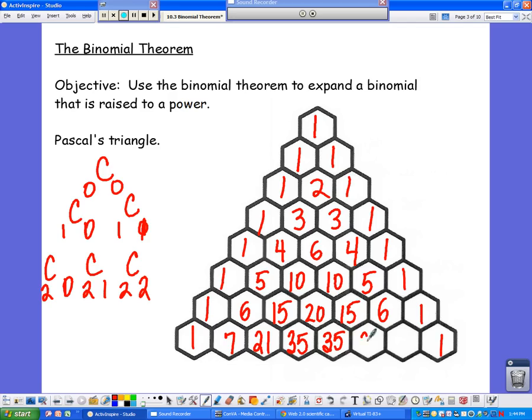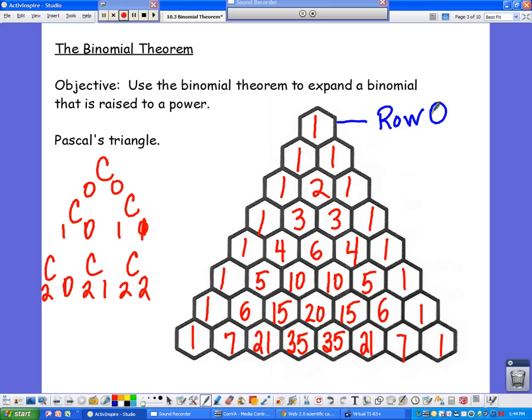35, 21, and 7. And this does keep on going forever and ever and ever. It doesn't stop. You can keep this pattern up. We're going to stop at the 7th row. But when you're actually doing these, one thing that you have to keep in mind is we don't start off with row 1. We actually start off with row 0.